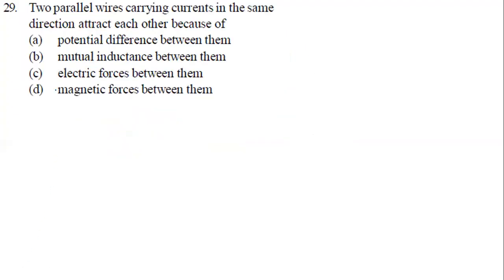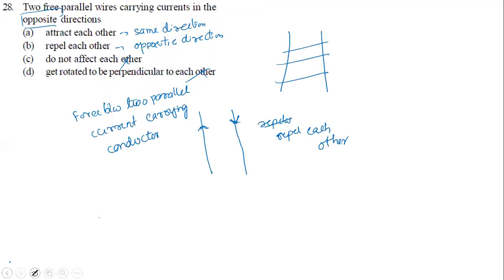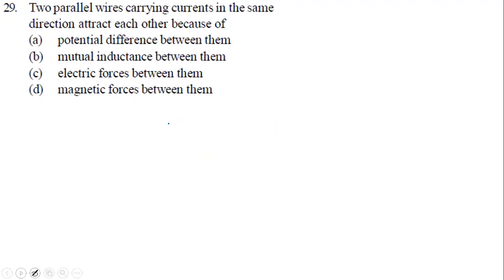Okay, question number 29 now. Two parallel wires carrying a current in the same direction attract each other because of what? Initially I told you in a previous question, they attract and repel. So why are they going to attract and repel? Because of the magnetic field produced by those. Let me explain in detail with this question. Here first conductor, second conductor.